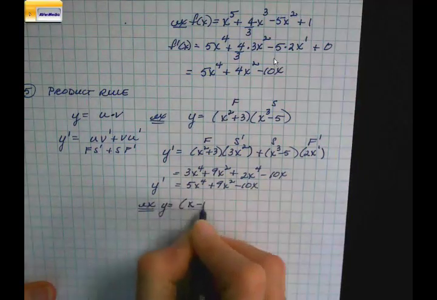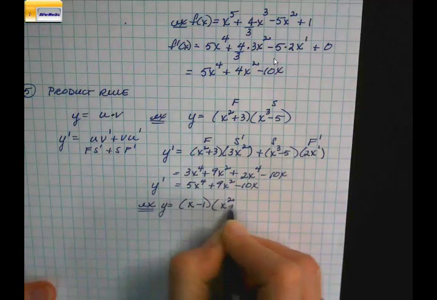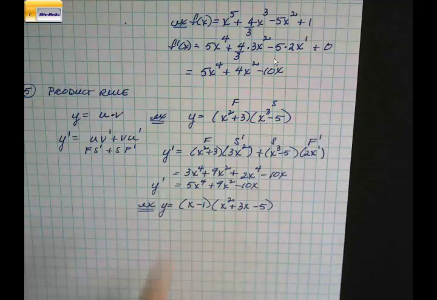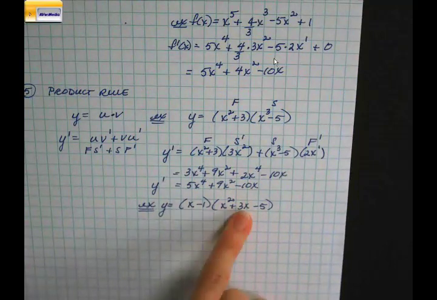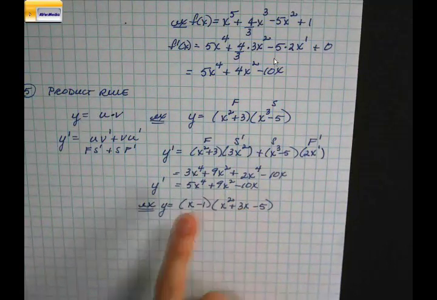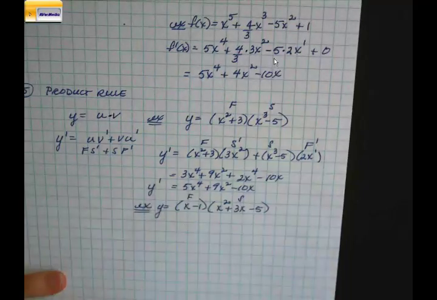Okay, so here's one: x minus 1 times x squared plus 3x minus 5. That is a product of a binomial and a trinomial. Remember, a two-term polynomial is a binomial, and a trinomial, tri meaning three terms. This is like u, and this is like v. So I'm going to do the first times the derivative of the second, plus the second times the derivative of the first, where the first is x minus 1, and the second is that trinomial, x squared plus 3x minus 5.